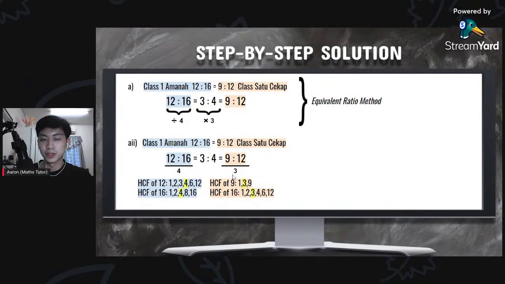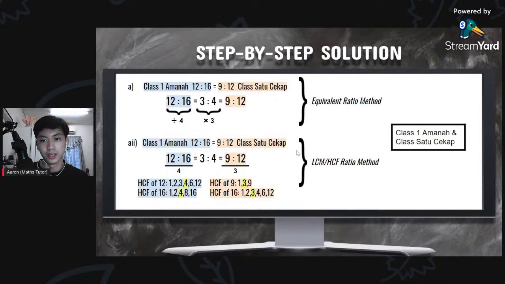Same goes here also. 9 ratio 12, you divide by 3, because 3 is the highest common factor of both numbers. If you divide, you will get the same thing, 3 ratio 4. So it is proof that these two have the equivalent ratio.